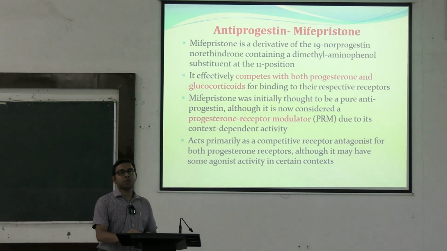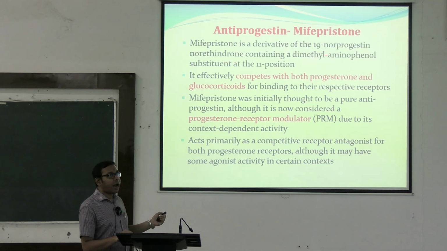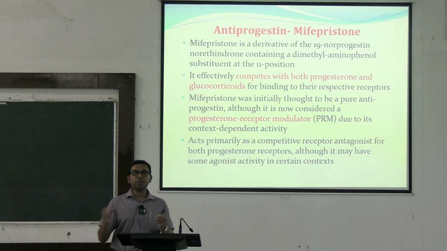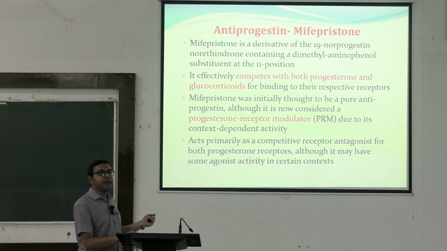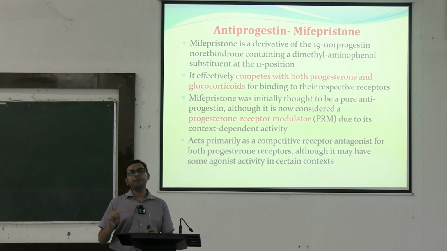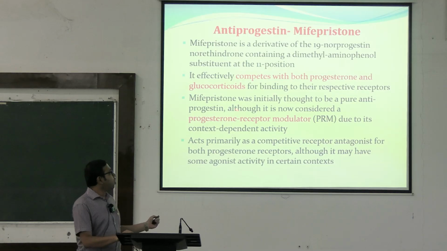Now coming to the antiprogesterone, Mifepristone. Mifepristone is a derivative of 19-nor-progesterone norethindrone containing a dimethylaminophenol substituent at the 11th position. So basically there is a substitution change that causes the antiprogesterone action. But this antiprogesterone also has some anti-glucocorticoid action. Mifepristone acts as an antagonist to the progesterone receptor as well as the glucocorticoid receptors. It was initially thought to be a pure antiprogesterone, but now it is considered a progesterone receptor modulator.